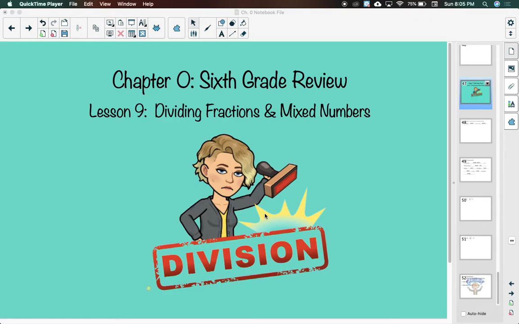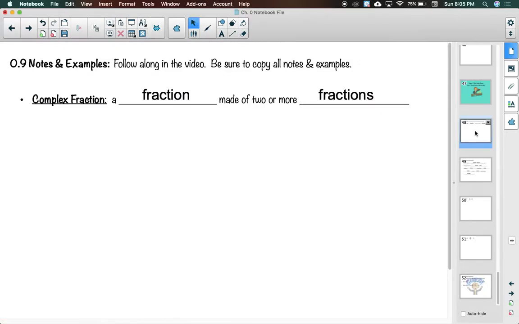All right, we have made it to the end of chapter 0. Here's our last lesson. It's all about dividing fractions and mixed numbers, and it should be a quick one. So let's get started. Our big vocab word in this lesson is complex fraction. A complex fraction is a fraction that's made up of two or more fractions or mixed numbers.